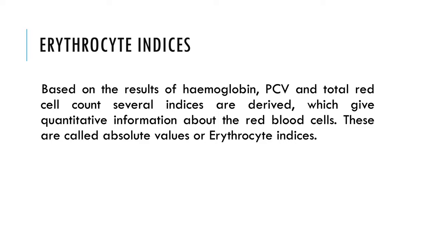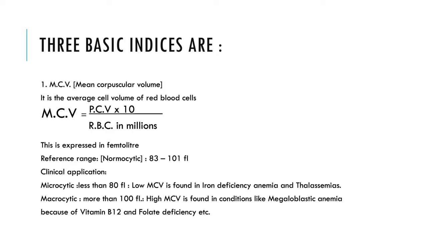Based on the results of hemoglobin, hematocrit and total RBC count, several indices can be derived, like the MCV, MCH and MCHC that we are going to learn today. They will give you quantitative information about the RBC. These are called the absolute values or erythrocyte indices. There are a total of three types of erythrocyte indices. The first one is named MCV.